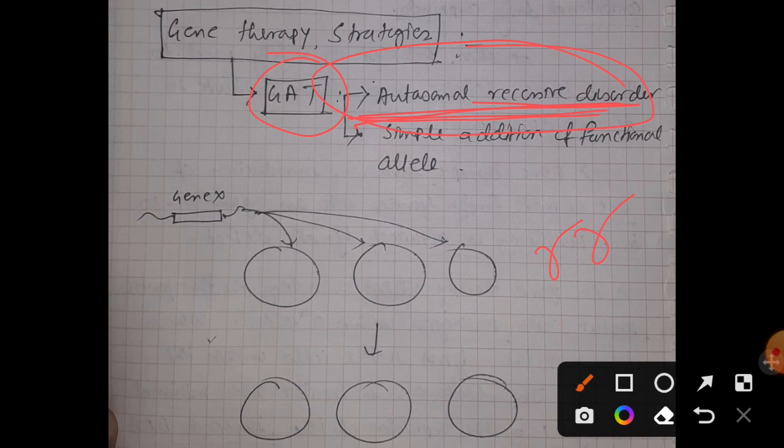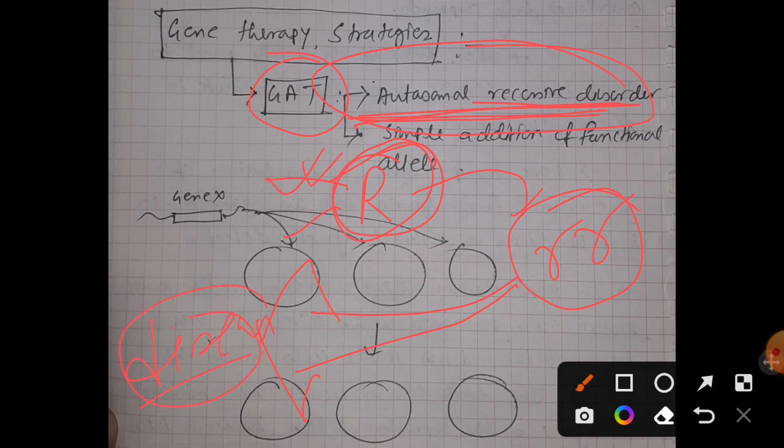Okay, now the expression of that gene creates some problem. Now you are adding, with the help of gene therapy, a capital R. And what does the Mendelian principle tell us? The Mendelian principle simply tells us that if a dominant allele is available, then the expression will be dominant, right? That means the disease will be cured, isn't it?